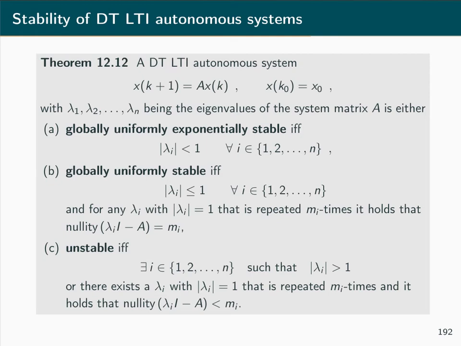The second possibility, B, is that the system is globally uniformly stable, and that's the case if and only if all of the eigenvalues are less than or equal to 1 in magnitude, and for any eigenvalue lambda i which is in magnitude equal to 1 and which is repeated m_i times, it holds that the nullity of lambda i I minus A must be equal to m_i. And finally, the third possibility is that such a system is unstable, and that's the case if and only if there exists an eigenvalue lambda i which in magnitude is greater than 1, or there exists an eigenvalue lambda i with magnitude equal to 1 that is repeated m_i times, and it holds that the nullity of lambda i I minus A is less than m_i.